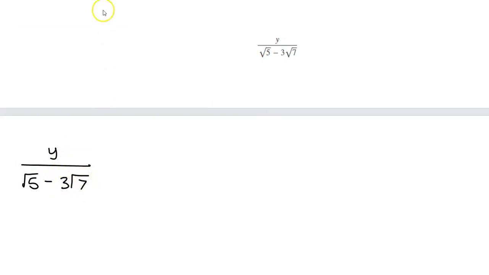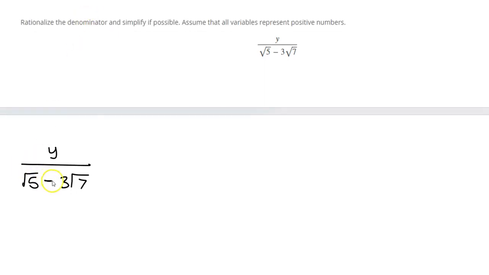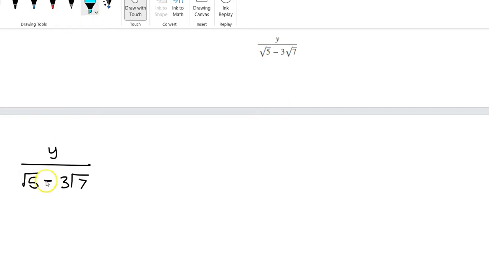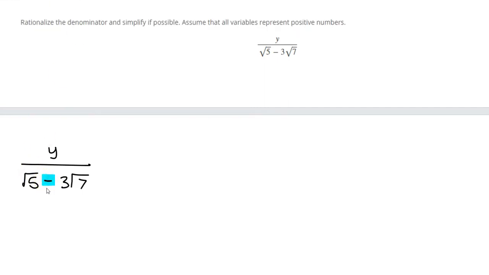Notice right here, I have the subtraction operator. I need to multiply everything by its opposite, okay? I need to multiply this part here by its conjugate, not inverse. Don't think inverse. Inverse is what happens to these guys, and it's not what you're thinking, okay? This is a conjugate. We're just changing the operator.